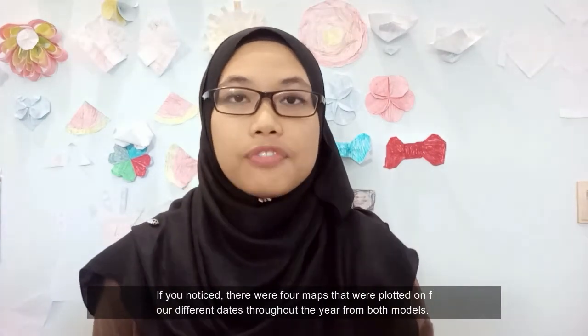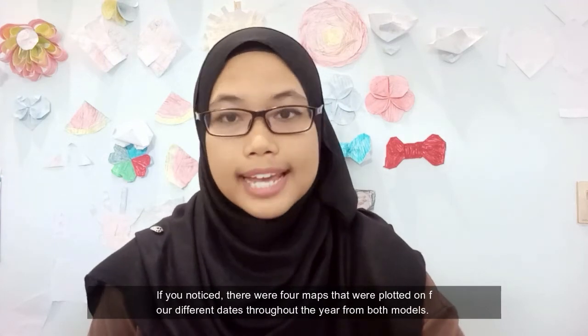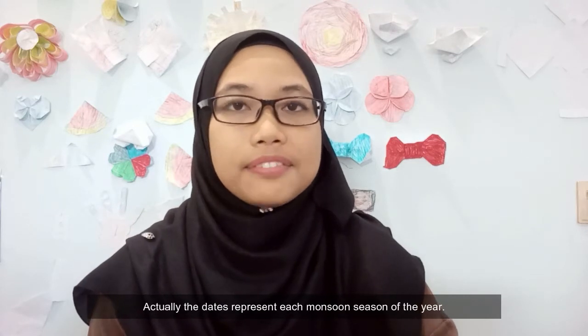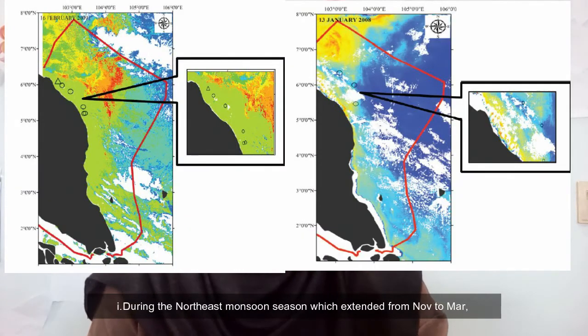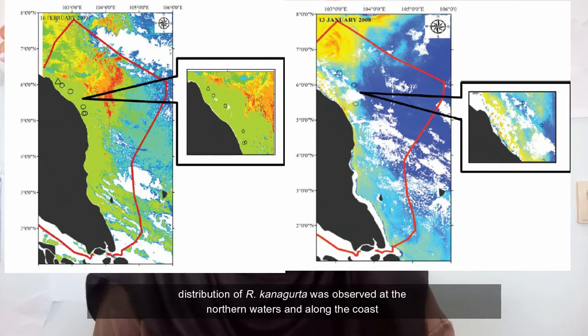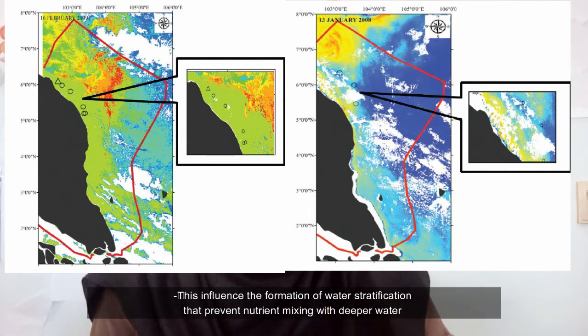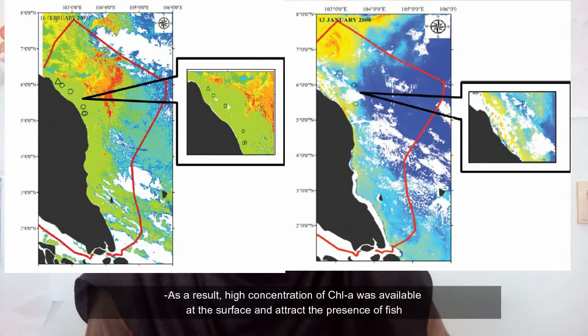If you notice, there were 4 maps that were plotted on 4 different dates throughout the year from both models. So actually, the dates represent each monsoon season of the year. Firstly, during the northeast monsoon season, which extended from November to March, distribution of R. kanagurta was observed at the northern waters and along the coast. During this season, high precipitation causes the temperature and salinity recorded to be lower. This influenced the formation of water stratification that prevents nutrient mixing from deeper water. So, as a result, high concentration of chlorophyll A was available at the surface and attracts the presence of fish.